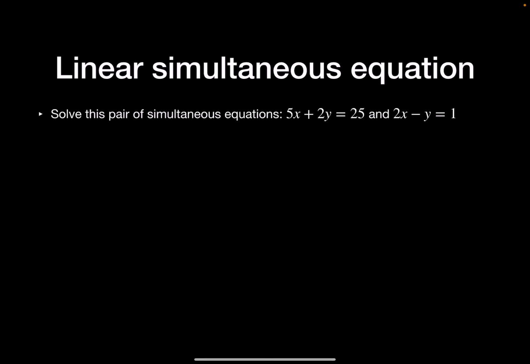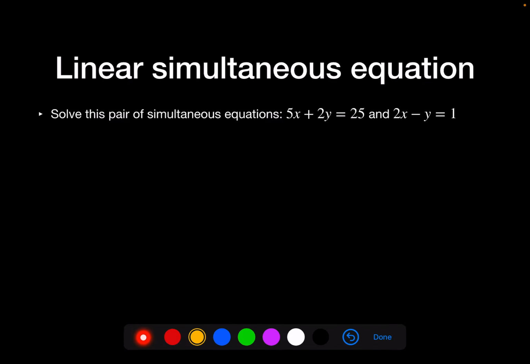Next, let's move on to linear simultaneous equations. So simultaneous equations are relatively challenging for this level, but there's nothing to really be afraid of. Firstly, what this means is that they're giving us two equations and two unknowns. So we have to solve for both x and y in this case. So let me just write down the equations here first.